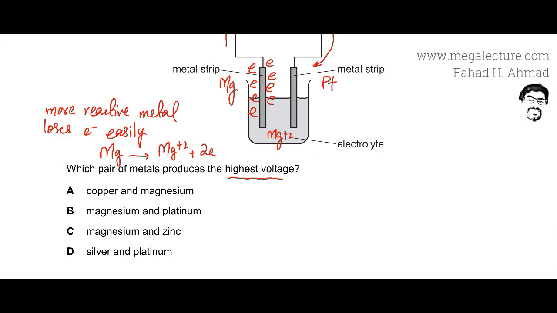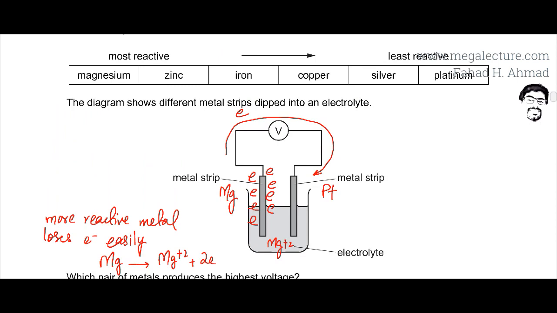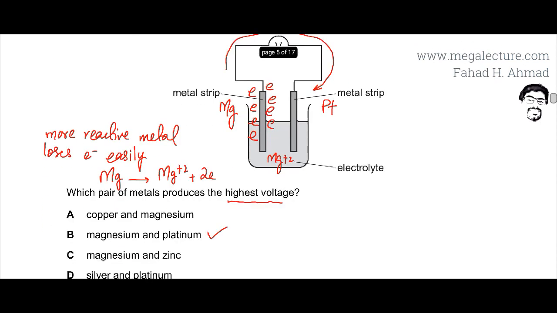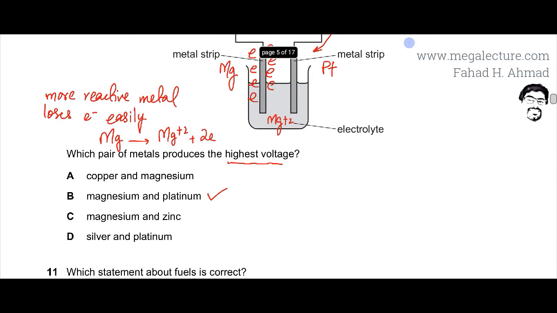That is going to produce the most voltage, because magnesium is over here, just like our example, the most reactive one, and platinum is the least reactive one. So that is going to produce the highest voltage. The difference in reactivity, Mg would lose a lot of electrons. Those electrons would travel to the other side, and the voltage produced would be very large. So Mg and platinum is going to be your answer, because the difference in reactivity is highest in this option. So option B is going to be your correct option.